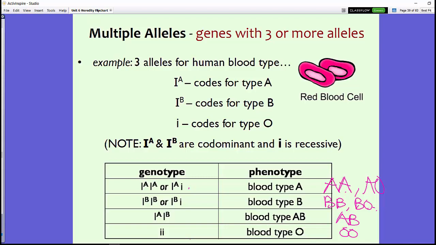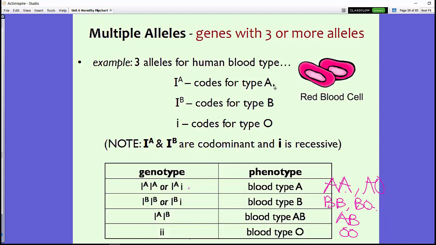We also could have something called multiple alleles, and this actually happens more often than not. So multiple alleles are basically genes that have 3 or more alleles that code for a specific trait. So typically we've been talking about 2: black and white, purple and white, tall and short, blue eyes, brown eyes. However, just your human blood type is controlled by 3 different alleles. So here is the fancy way that our blood type is written. I is typically the letter that we use when we're talking about blood type. So there are 3 alleles that code for our blood type.